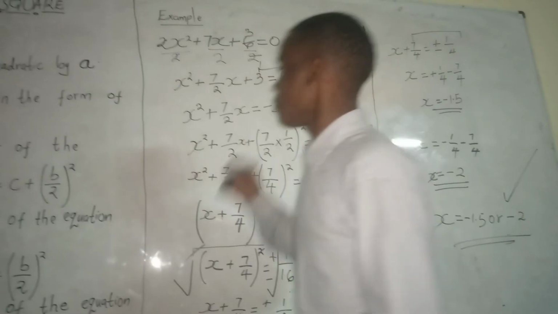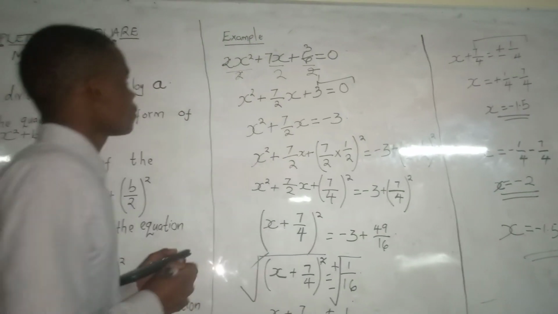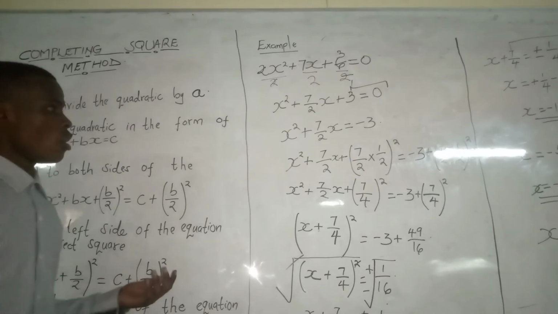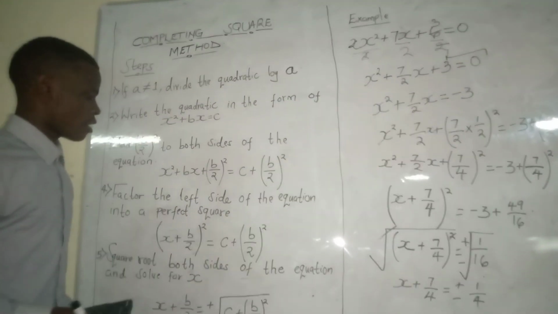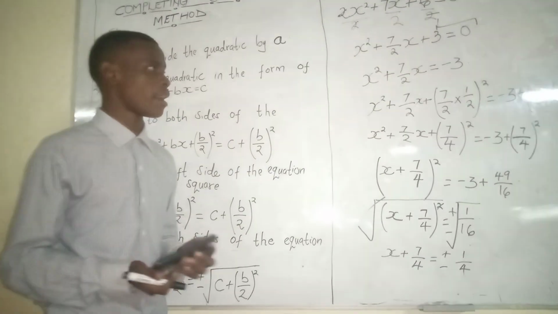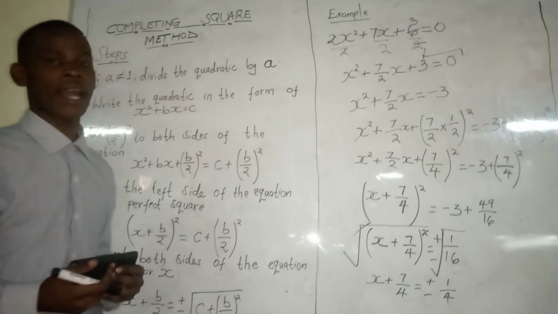So our question is a completing square question, and it's very simple. It's only simple if you follow these steps. If you don't, then you will mess up and you will get a wrong answer.